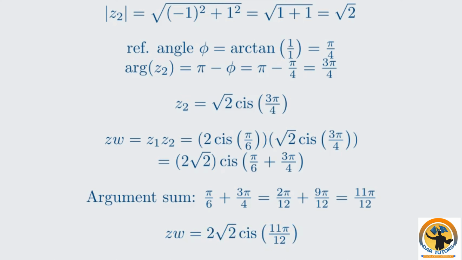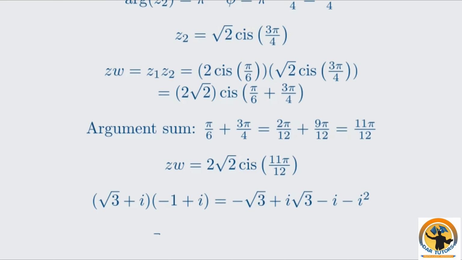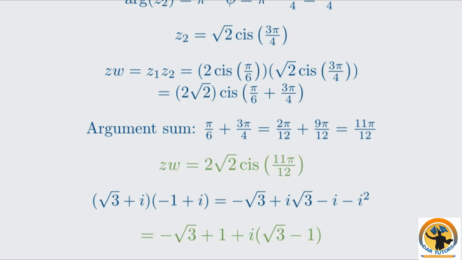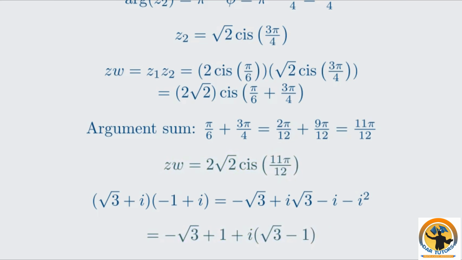To verify, let's also do this in Cartesian form. (Root 3 + i)(-1 + i) is -root 3 + i root 3 - i squared. This simplifies to (-root 3 + 1) + i(root 3 - 1). These two forms are equivalent. While the Cartesian form here looks more complex, the polar form multiplication was very straightforward. This highlights the power of polar representation for these operations.